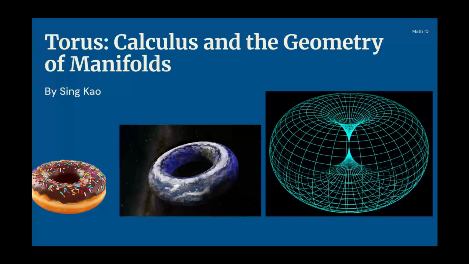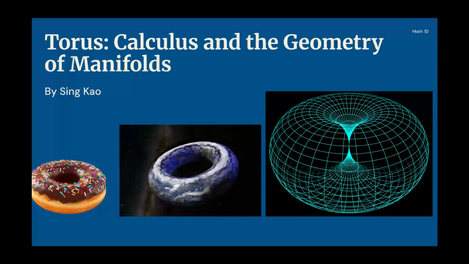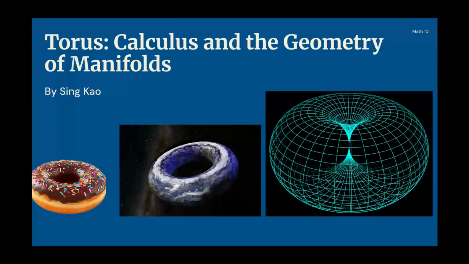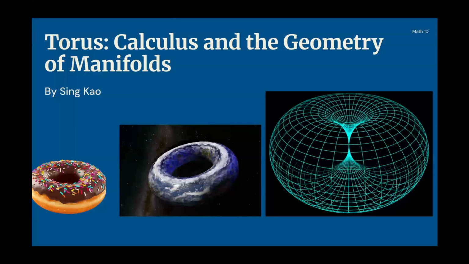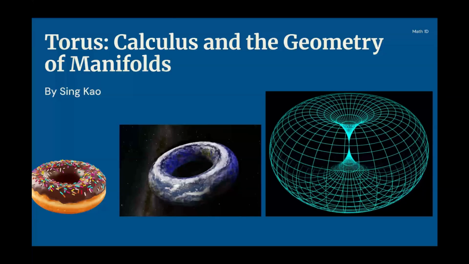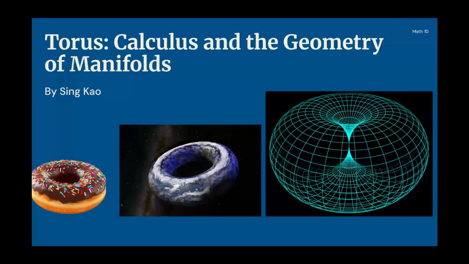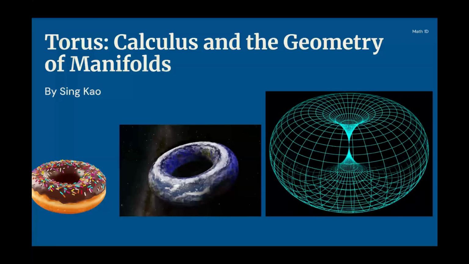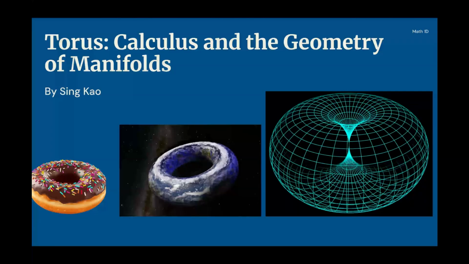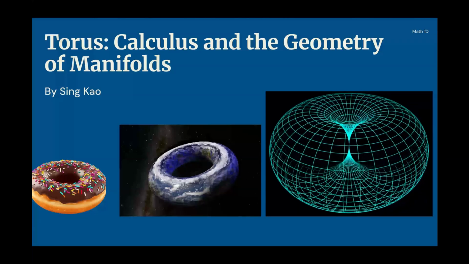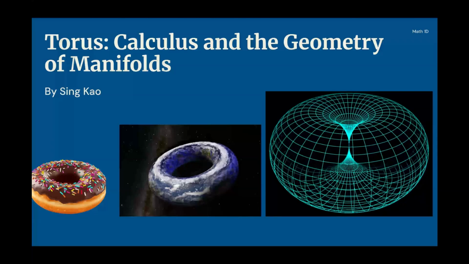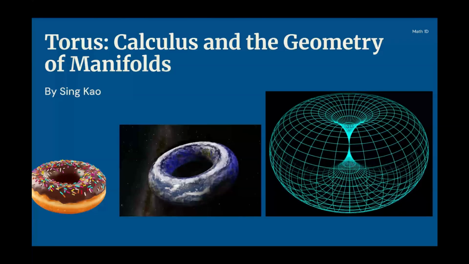And today I'm going to talk about my honors project, and my topic is Torus, calculus, and the geometry of manifolds. To begin with, I want to talk a little bit about why I chose this manifold. When I was considering all different types, like a sphere or even the Mobius strip, I was like, which one do I relate to the most? Well, somehow I was kind of hungry that day, and a torus looks like a donut, so torus it is. And it's kind of fun.